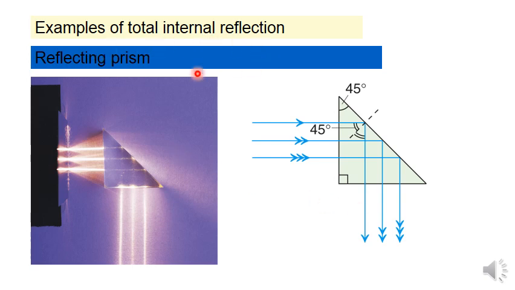Examples of total internal reflection: the reflecting prism. Note that light is going in a transparent medium. Will it cross into air? In fact, no. Using simple geometry, this is a right isosceles triangle, angle 45. This is the angle of incidence, which is 45 degrees, greater than the critical angle, so the ray will not cross into air. It will be totally internally reflected and goes out from the next side.